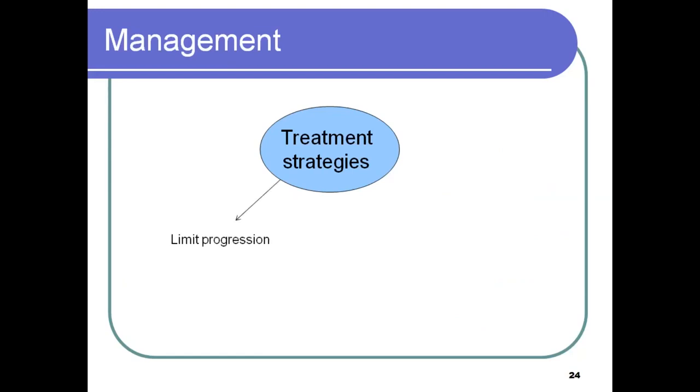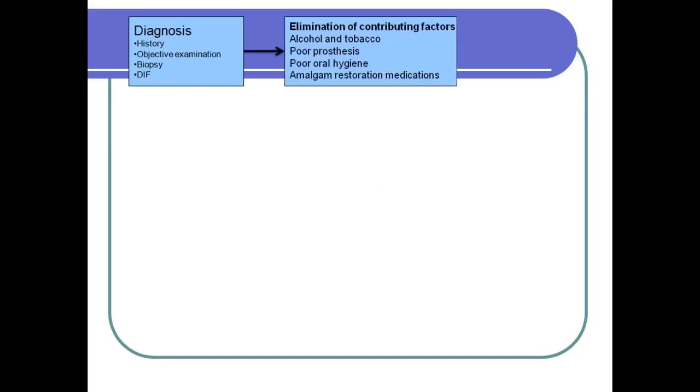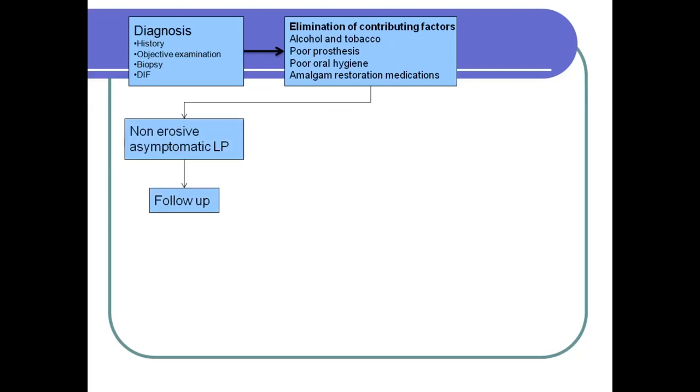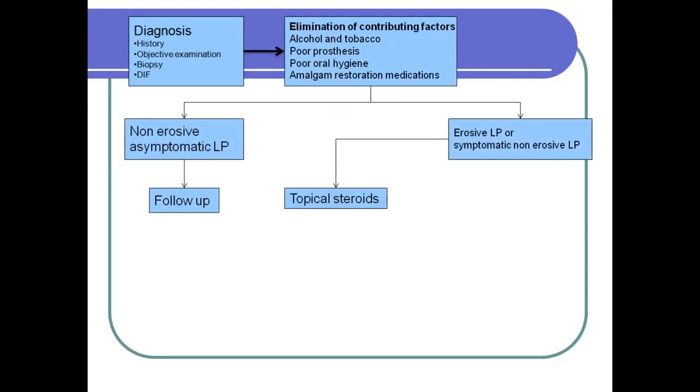Treatment strategies are limiting the progression of the disease, reducing the exacerbation, and relieving the symptoms. For diagnosis, we have history taking, examination, biopsy, and elimination of other contributing factors: alcohol, tobacco, poor prostheses, poor oral hygiene, amalgam restoration, and medications. If it is non-erosive or asymptomatic, we need to just follow up. If it is erosive or symptomatic non-erosive, we need to start topical steroids.